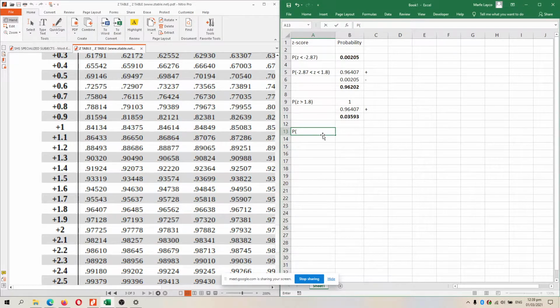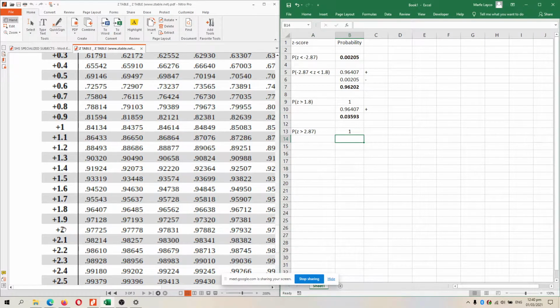So, what if kukunin natin is P of Z greater than 2.87, kung meron man? Pupunta lang tayo sa ganitong pattern. Since nasa positive yan, or anything or any z-score greater than 1.8, kunin natin 1 agad. Pag nakita nyo greater than tapos positive ito, 1, tapos kunin natin yung 2.87. Since positive yung z-score natin, punta tayo sa positive z-table.